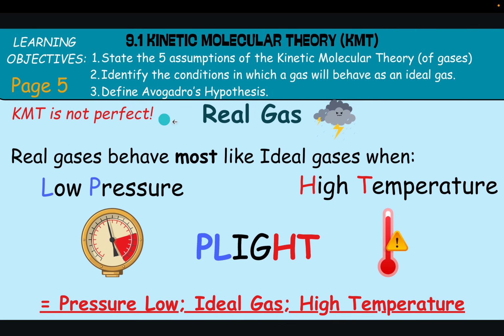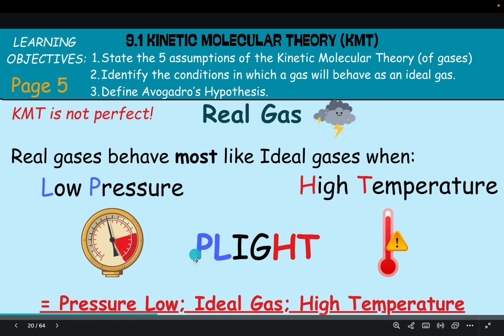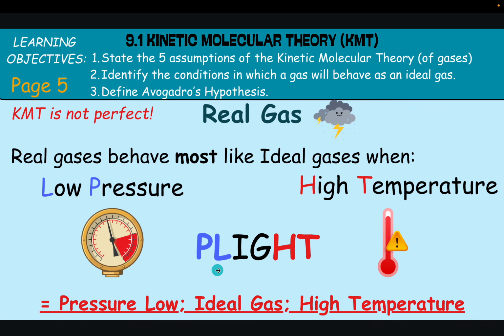Okay, so real gases will behave most similarly to an ideal gas when the pressure is low and when the temperature is high. There's a really easy way to remember this, and it is PLIGHT. PLIGHT stands for pressure low, ideal gas, high temperature. So this is when a real gas in nature will behave most like an ideal gas. So low pressure, less collisions, and also a higher temperature, so more kinetic energy of the particles.